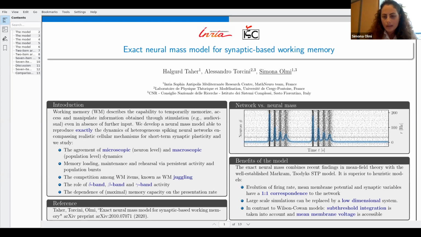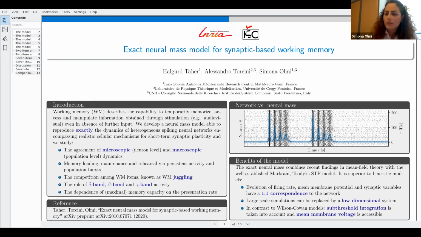In the rest of the talk, I will try to touch the following topics. I will describe and detail the agreement between the microscopic and the macroscopic dynamics, and I will discuss memory loading, maintenance, and rehearsal via persistent activity and the other phenomenon which is related to population bursts. I will discuss the competition between working memory items, and I will try to give you a flavor of the role played by different frequency bands in the working memory activity, trying to understand the dependence of memory capacity on the presentation rate.